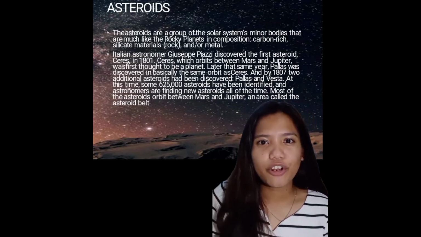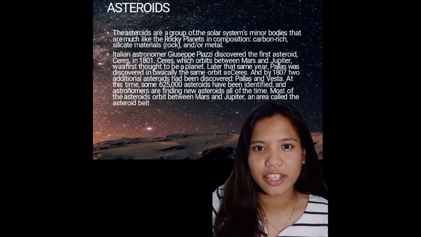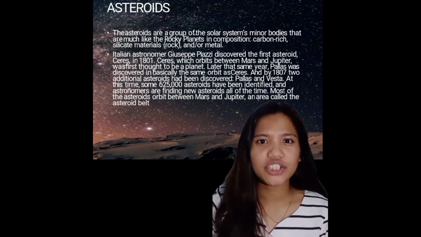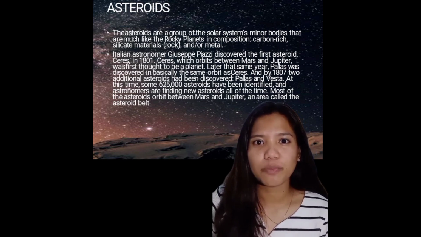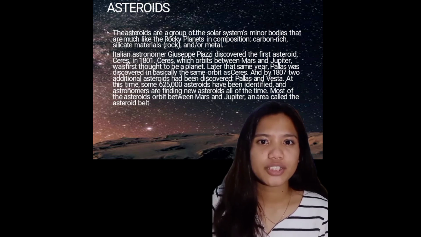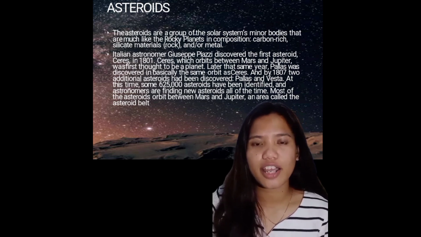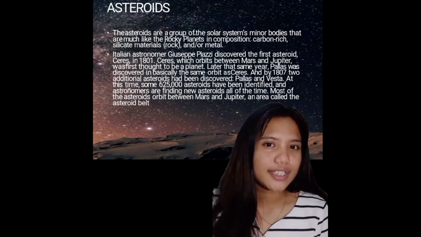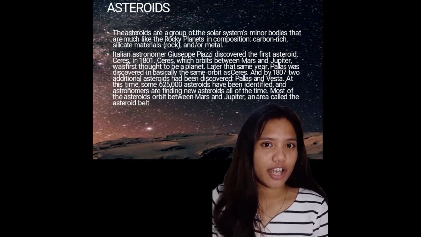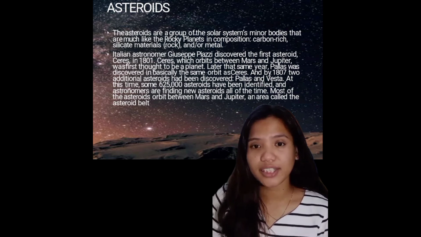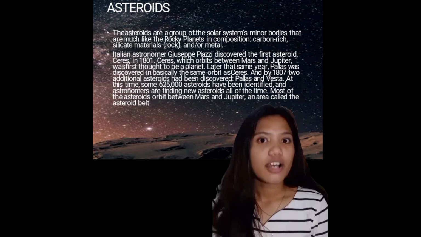Asteroids. The asteroids are the group of the solar system minor bodies that are much like the rocky planets in composition: carbon-rich, silicate materials, rock, and/or metal. The word asteroids means star-like. Asteroids are also called minor planets, not to be confused with a dwarf planet. The larger asteroids are called planetoids.